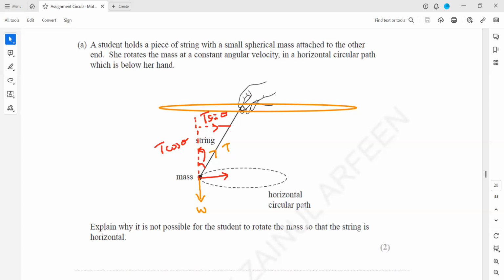If it was completely moving in a horizontal circle, and the weight is acting downward, and the tension is directed toward the center, there is no component to balance the weight. So it can never happen, because there is a resultant force downward, and that resultant force will cause it to move in a conical path, like a conical pendulum, as compared to a circle. Is it clear?